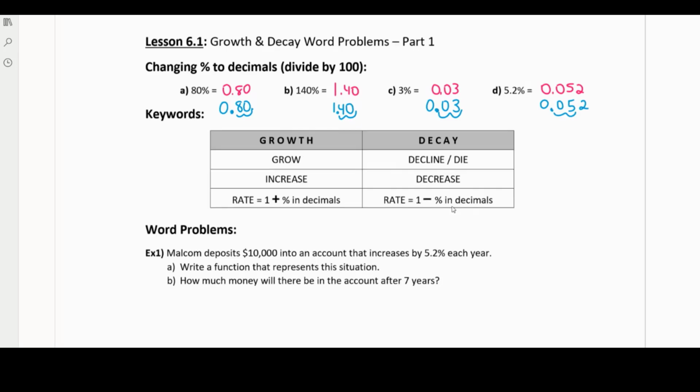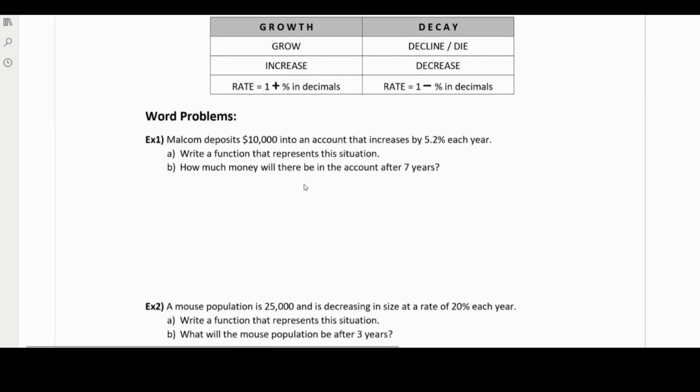So let's look at the first example here. First example, we have Malcolm deposits $10,000 into an account that increases by 5.2% each year. I see the keyword increase, so that means I'm going to add. And the problem says write a function that represents the situation and how much money would there be in the account after 7 years. So right there, I'm going to start with part A. And we're going to identify the rate, the y-intercept, and once we have that, we can write the equation for this problem. So the rate, if you notice right there, this says increases.